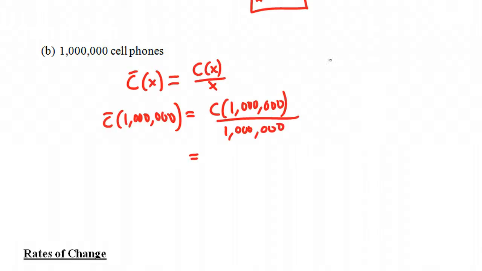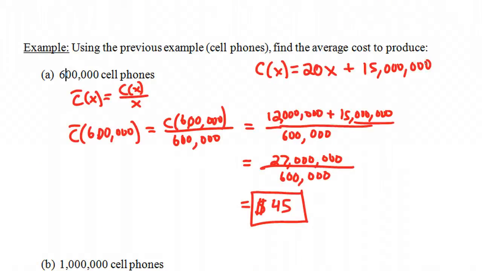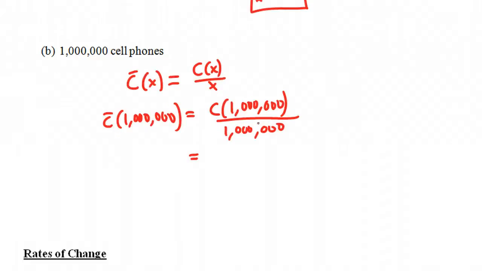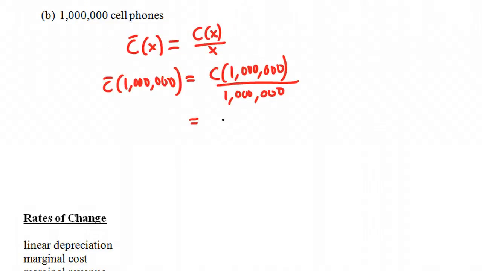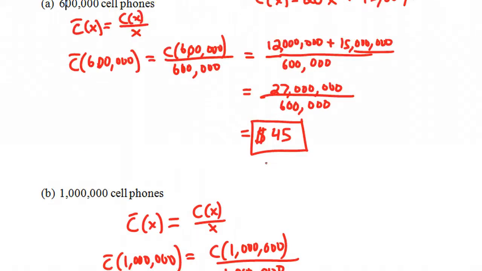Now, C of 1,000,000, you could use our formula that we had, which is up here. C of X is 20X plus 15 million. If you plug in 1,000,000, you'd have 20 million plus 15 million. That's 35 million. In fact, we figured out that exact thing in the last video. It costs $35 million to produce 1,000,000 cell phones. So 35 million divided by 1,000,000, that will be the average cost per cell phone, and that would be $35. And notice that's less than the cost to produce 600,000 cell phones.